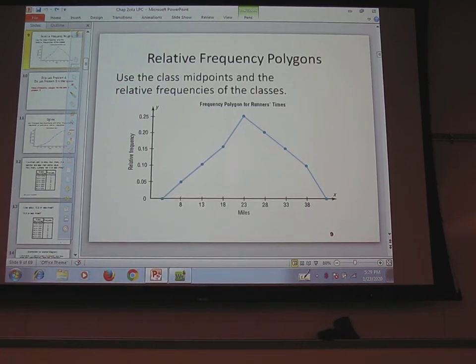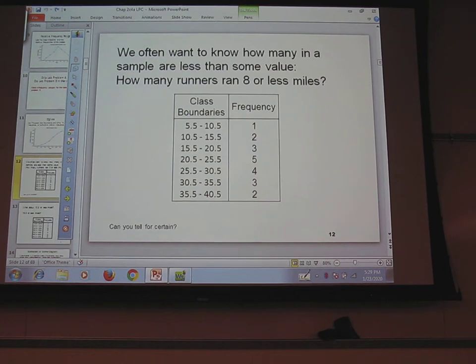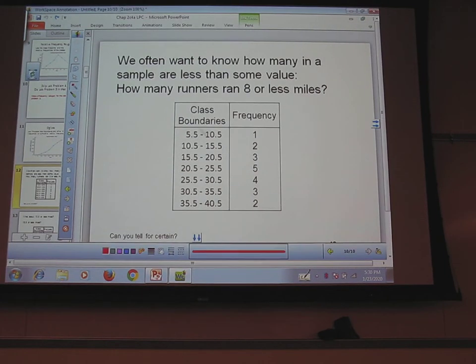I'll show you what I mean by looking at this one down here. I'll look at some data here. So if I were to make one here, the midpoint of this class is 6 to 10. This class is 11 to 15. This class is 16 to 20. This class is 21 to 25. So this is the miles. This is the midpoints.